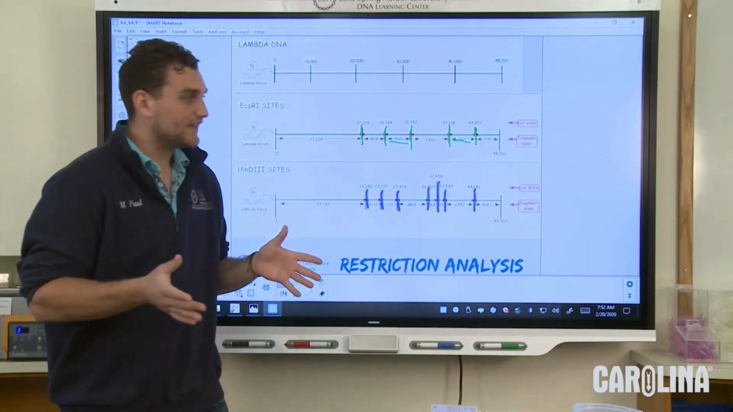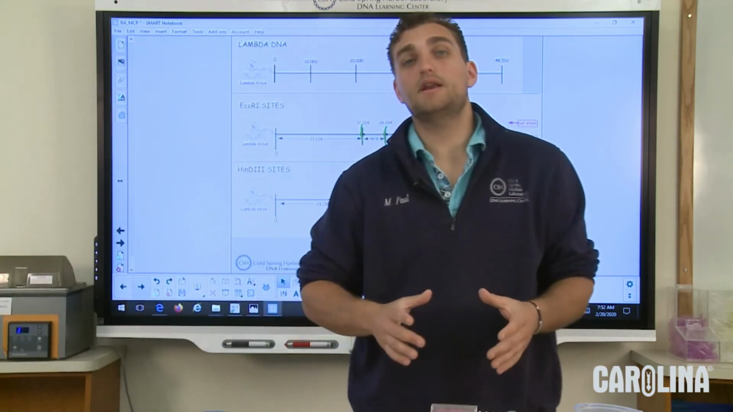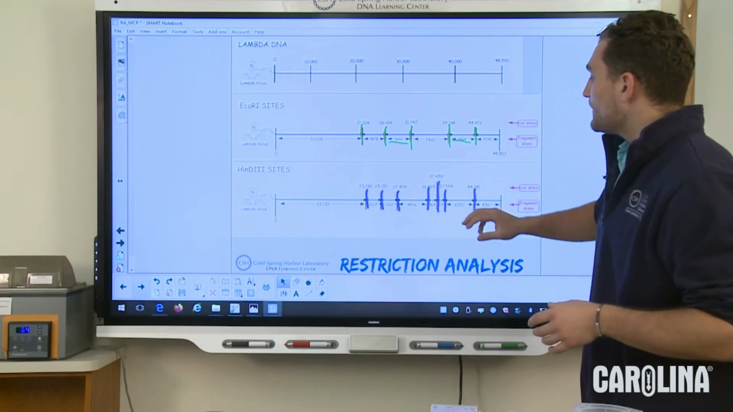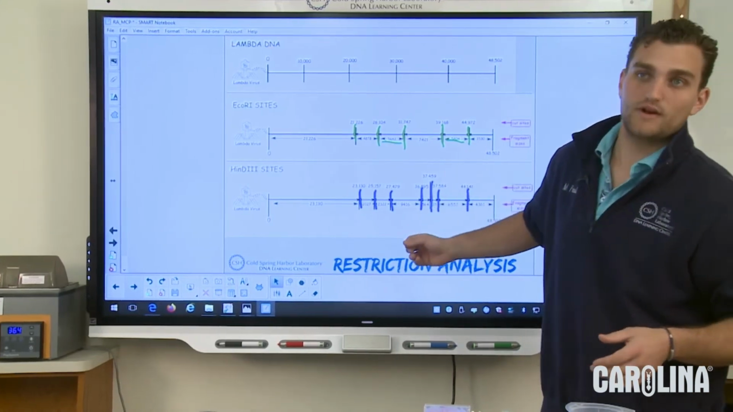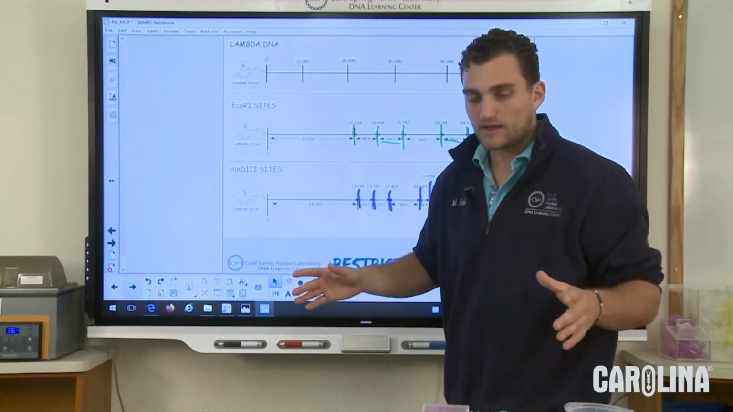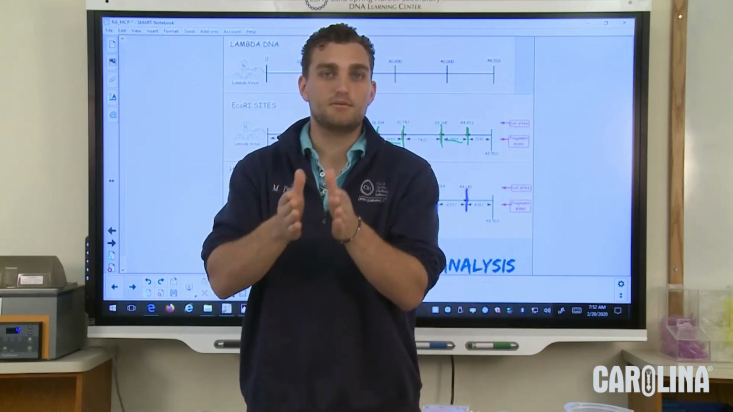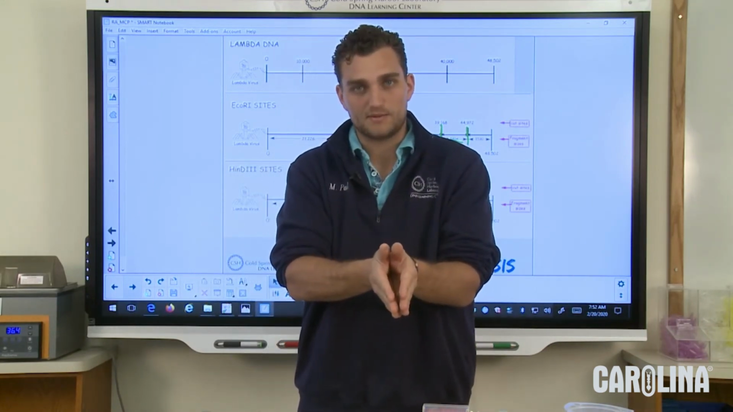8. Should result in 8. Now, the interesting thing about HindIII is that for the most part, there's one fragment right here that's 125 base pairs long. And that's always going to be the case. When I cut lambda DNA with HindIII, there's always going to be one fragment that's 125 base pairs long.